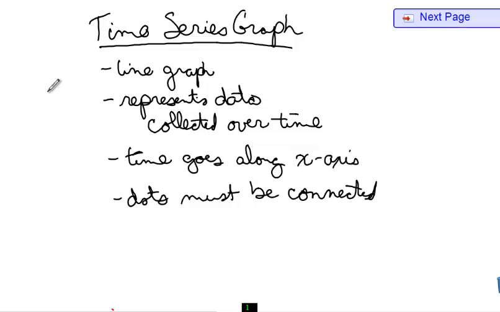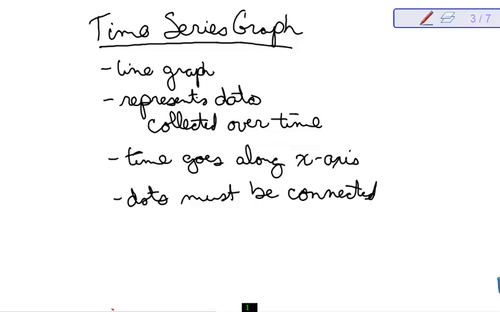A third type of graph that we used is a time series graph. A time series graph is a line graph that represents data collected over time. We see these a lot when we're talking about different types of data where it shows the increase in the population over time or the increase in price over time, anything like that. Those are types of time series.